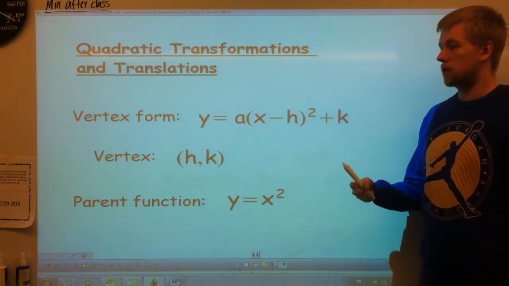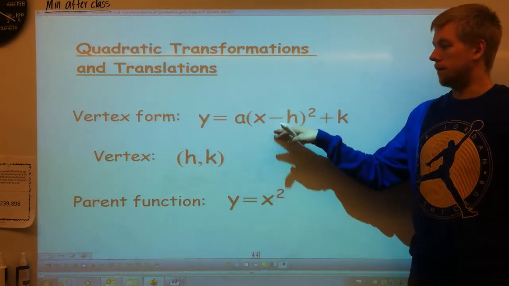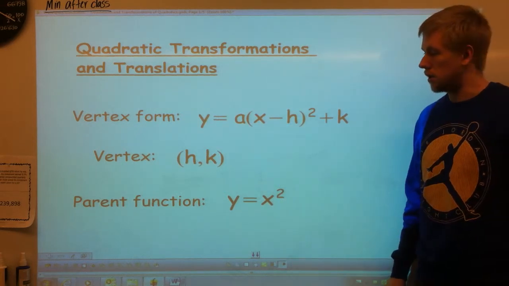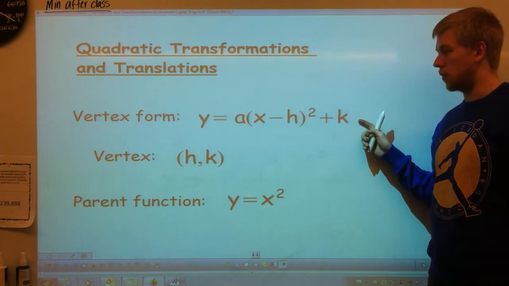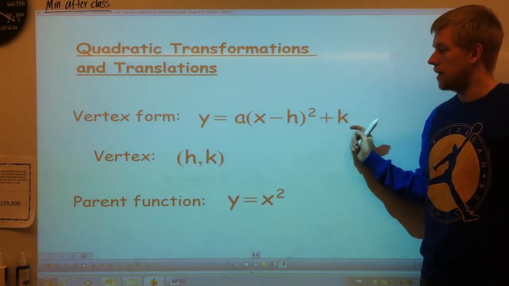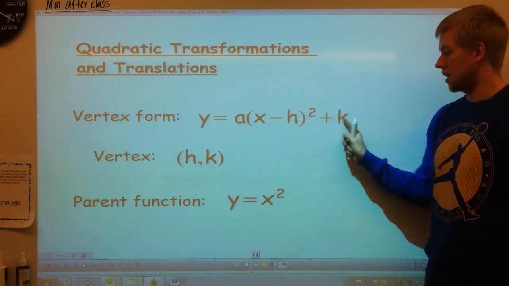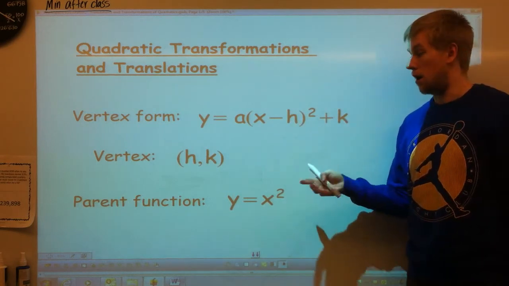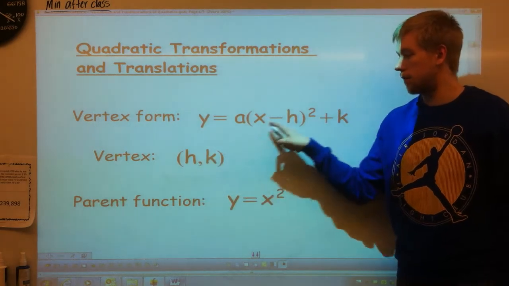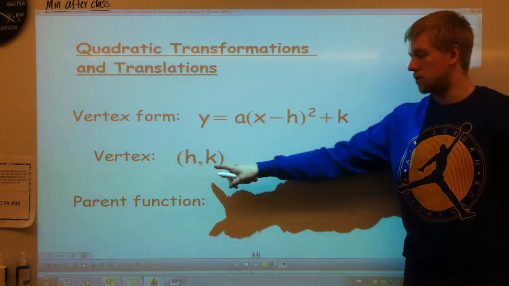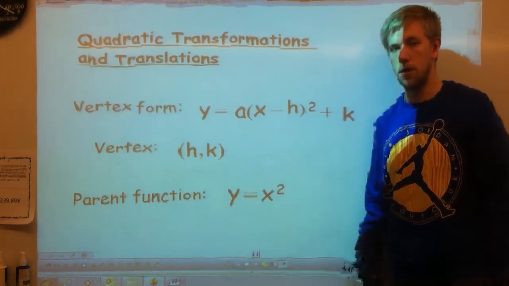One thing about quadratics, when we didn't talk about them earlier, was the vertex form of a quadratic equation. This is the vertex form of a quadratic equation: y equals a(x minus h) squared plus k. There's that h and k again, talking about the vertex. (h, k) is the vertex, written in vertex form. We use the letters h and k to represent the vertex.